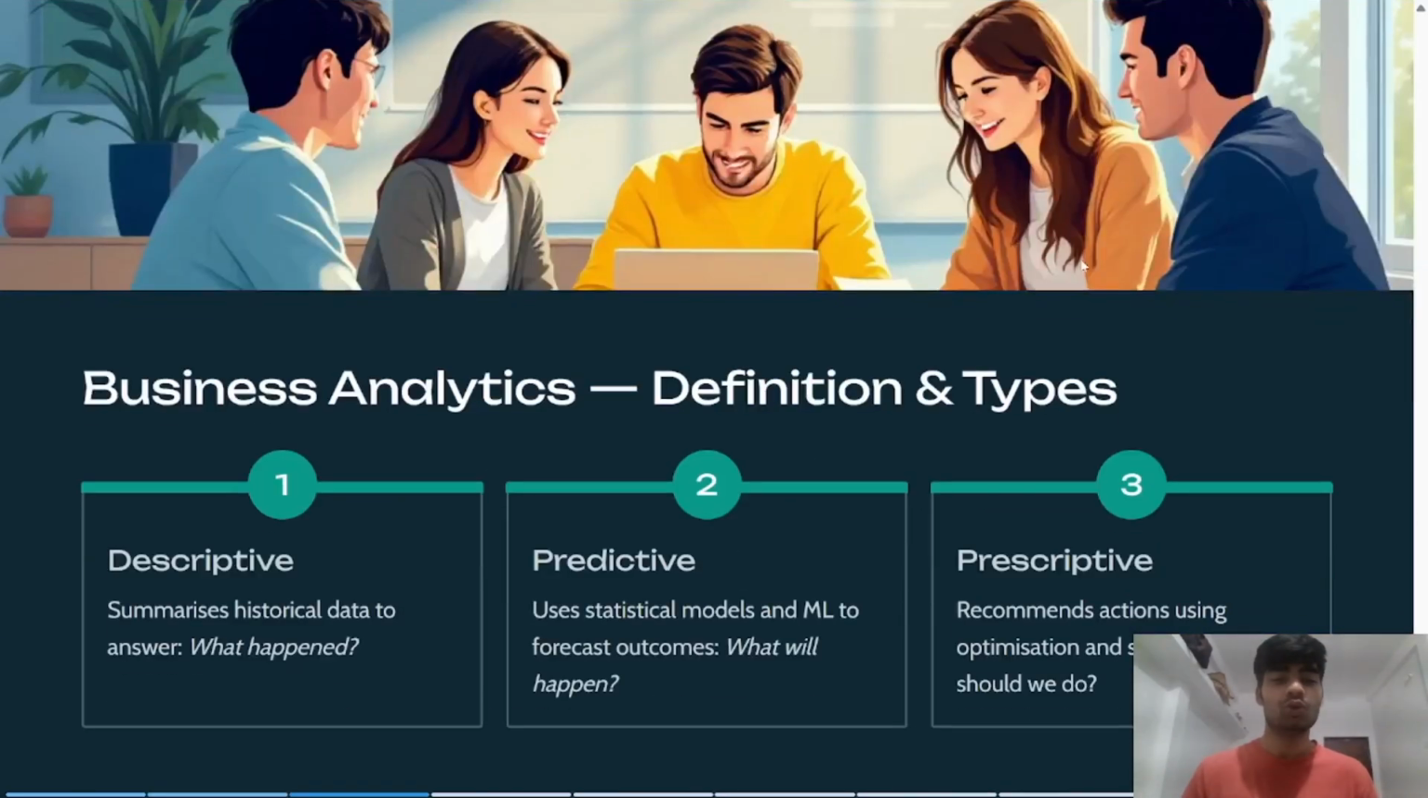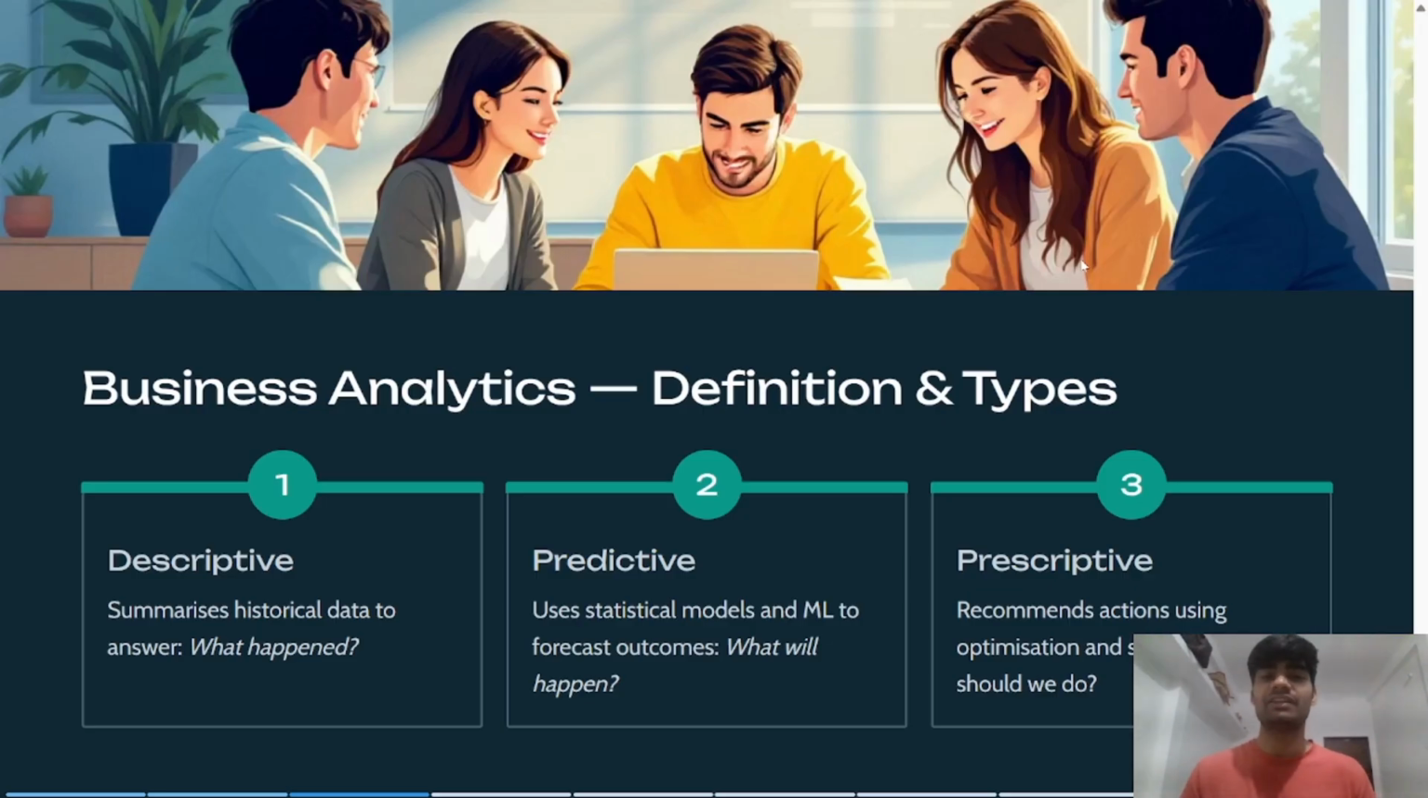Now that we know what big data is, let's understand business analytics. Business analytics simply means using data to make better business decisions. It includes collecting data, analyzing it, and using the results to solve problems or improve performance. There are mainly three types of analytics. First is descriptive analytics. It answers what happened. For example, a company checks last month's sales to see which products sold most.